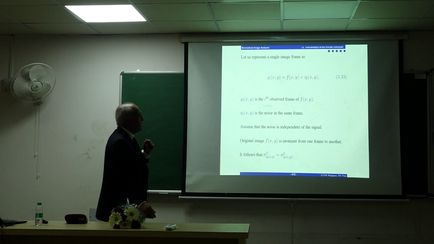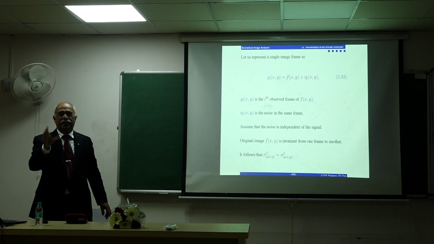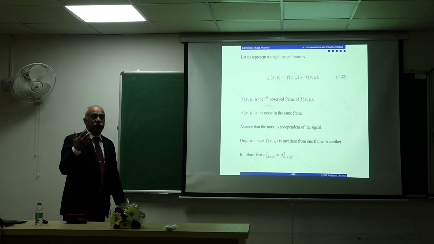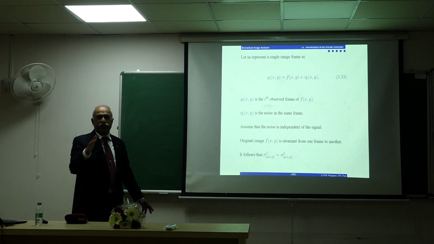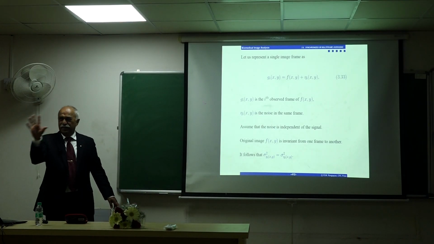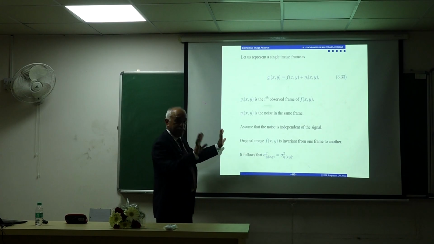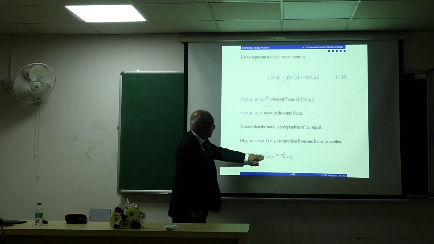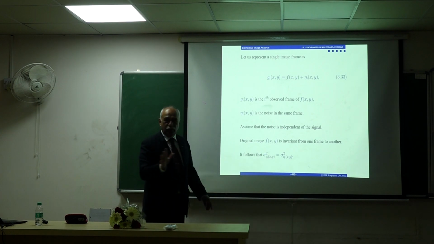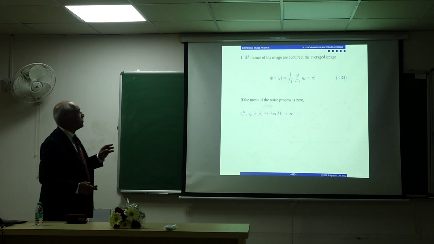So the model is very simple. g_i(x,y) is f(x,y) plus eta_i(x,y). f(x,y), the original, is the same. g_i is the ith acquired image. Eta_i is noise in the ith image. But you may assume the noise is the same from one image to another. So the same noise is happening. So assume that the noise is independent of the signal. The original image f(x,y) is the same. Then it follows that the variance of g_i is equal to the variance of the noise only, because the signal is fixed. f(x,y) has no variance.